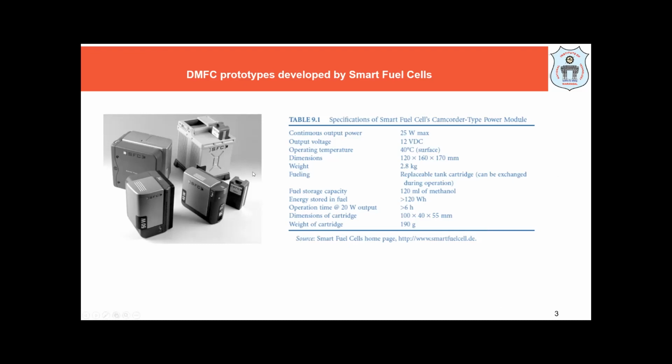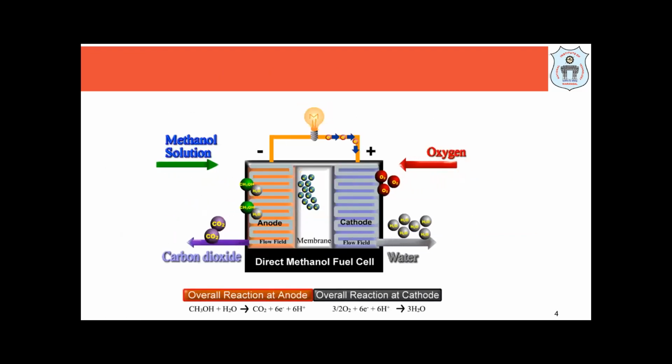So you have continuous output power of 25 watts maximum, 12 VDC output voltage, 12 volt. You have an operating temperature of 40 degrees Celsius and the dimensions are given. You can see that 12 centimeters, 16 into 17 centimeters. And fueling is a replaceable tank cartridge. It can be exchanged during the operations. And the weight of the cartridge is around 190 grams. And check it at smartfuelcell.de. So these are some of the prototypes developed by Smart Fuel Cells.